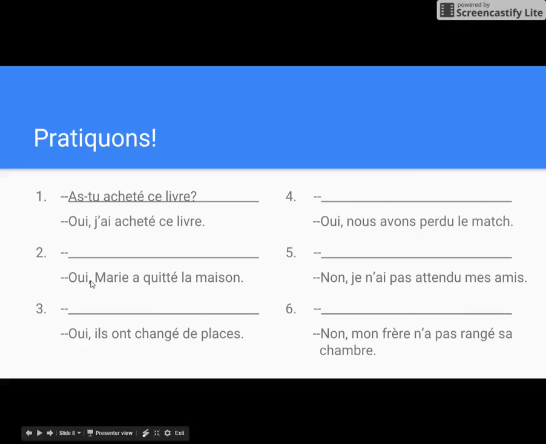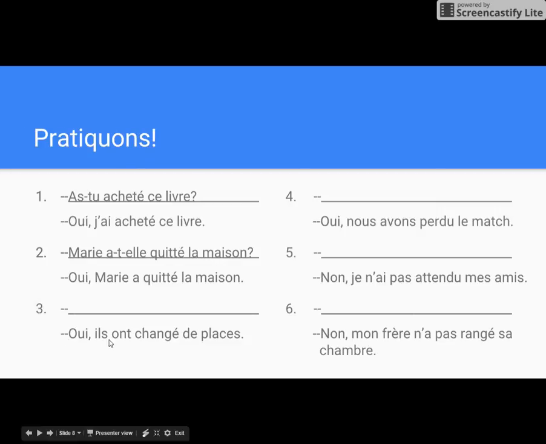Numéro 2, oui, Marie a quitté la maison. So again, as a reminder, we cannot flip-flop a noun and a verb. So we need to start with Marie. Marie a-t-elle quitté la maison? So did Marie leave the house? Oui, Marie a quitté la maison. And we're going to add the subject pronoun at the end in order to invert this question. Marie a-t-elle quitté la maison?